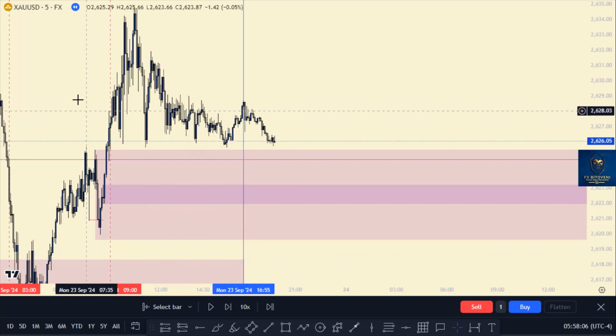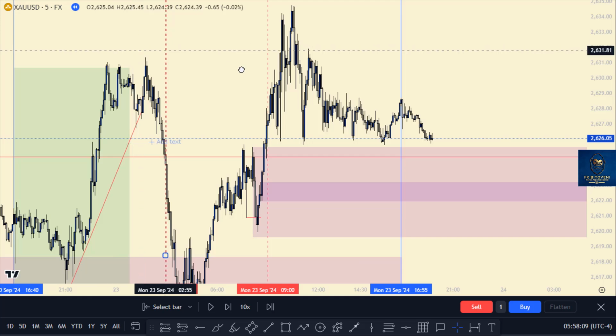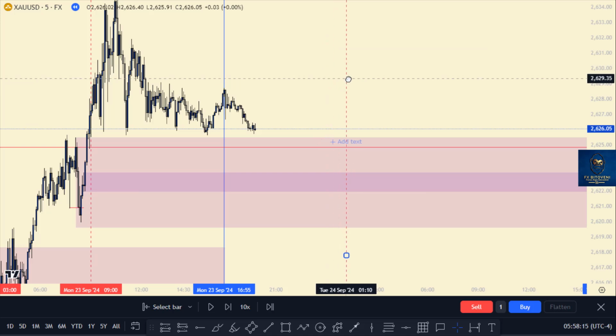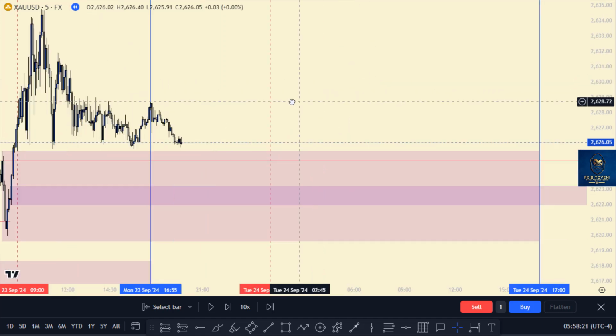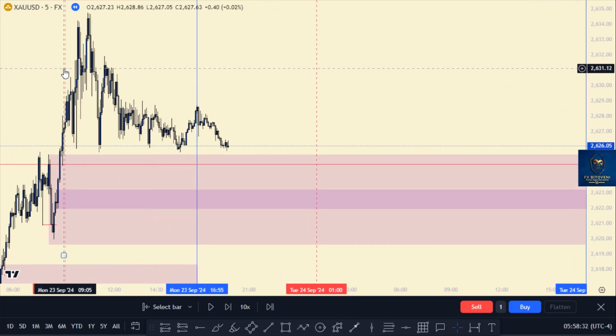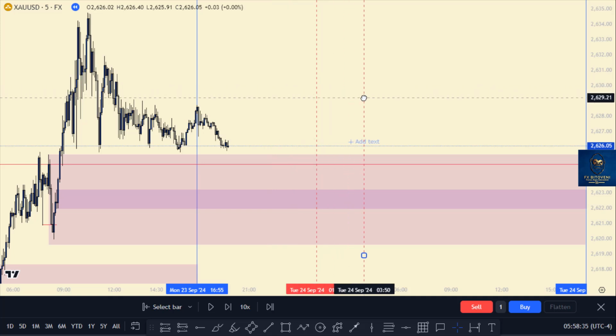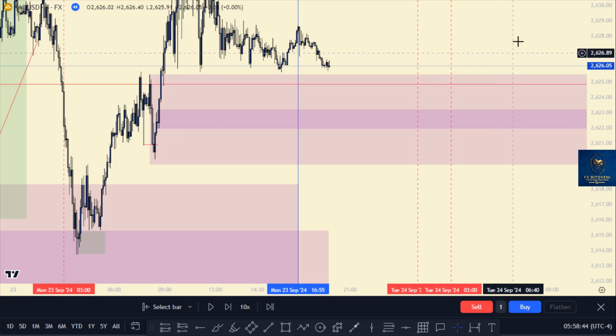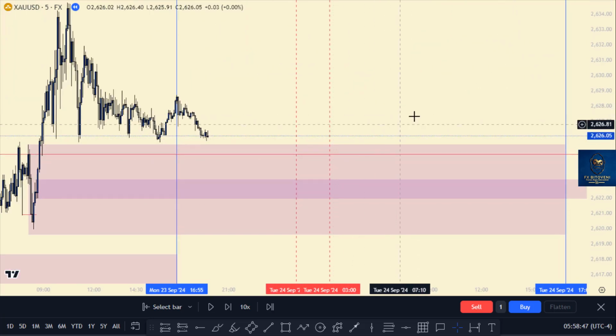Remember to mark your Asian range, which ends at 1 AM UTC-4, which is here. We will not do any buy or sell until we are out of the Asian session, and until we are in the kill zone. 3 AM. If you can see, we took a trade during 3 AM. Then we are going to do the same here within our zone.